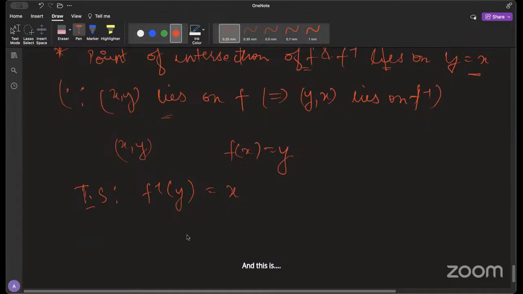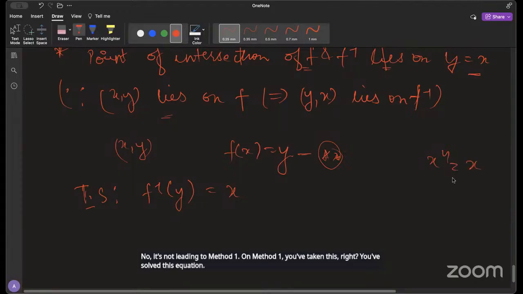Where does this come from? You have f(x) equals y, or let's just substitute y from here. Let's call this an equation. Is this ultimately leading to method 1? No, it's not leading to method 1. In method 1, you've solved this equation.